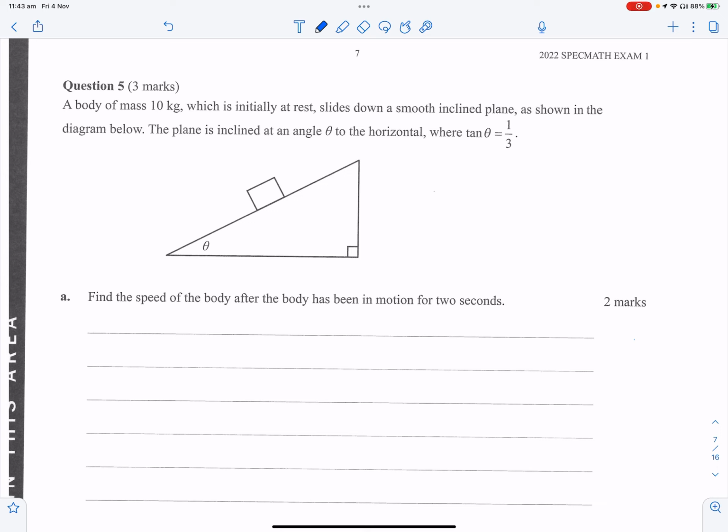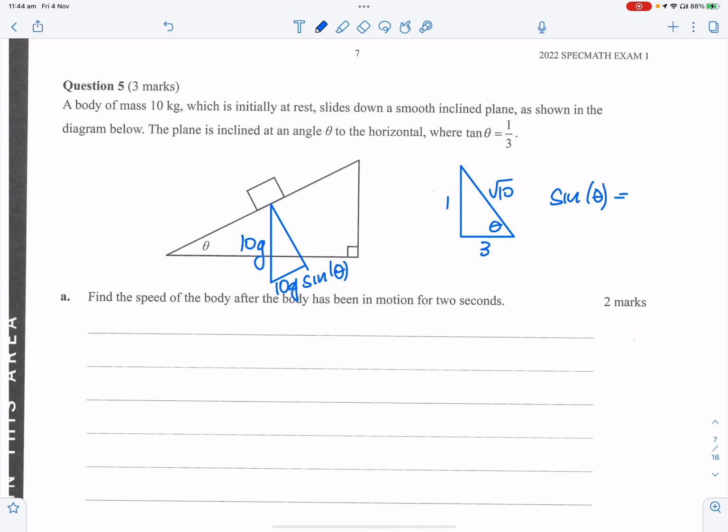Okay, a body of mass 10 kilos. Label it. Initially it slides down a smooth inclined plane, so there's no friction. The plane is inclined at an angle of theta, tan theta is 1 on 3. So we know this is 10g. If tan of theta is opposite over adjacent, the hypotenuse is going to be root 10. So we know this is 10g sine theta, and sine of theta is going to be 1 on root 10, which is root 10 on 10.